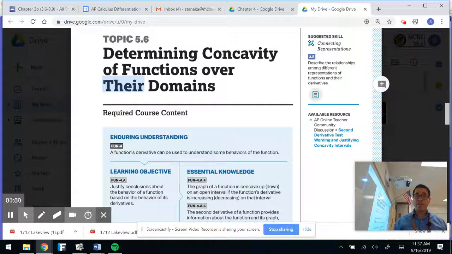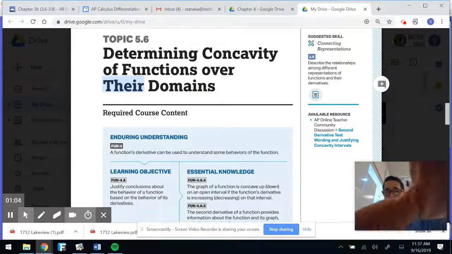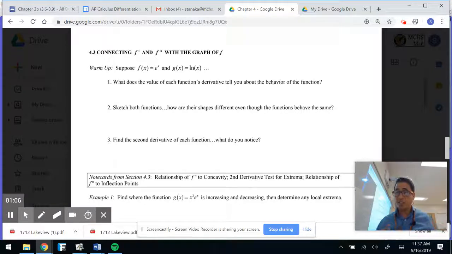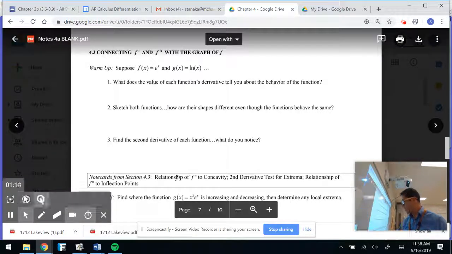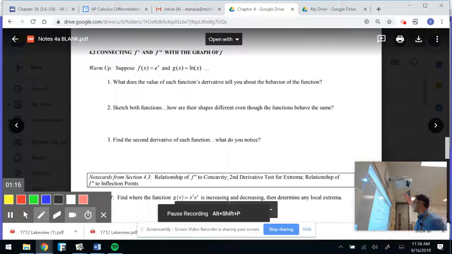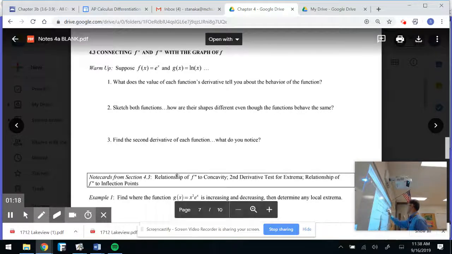There's the enduring understanding, learning objective, and essential knowledge. But here we go. Let's go ahead and get rolling. There's a lot to do on your own right here, okay? And a lot of things that you should hit pause with and make sure you're okay with. For example, the first one here would be a couple of these graphs we want to be very familiar with. It says, what does the value of each function's derivative tell you about the behavior of the graph?